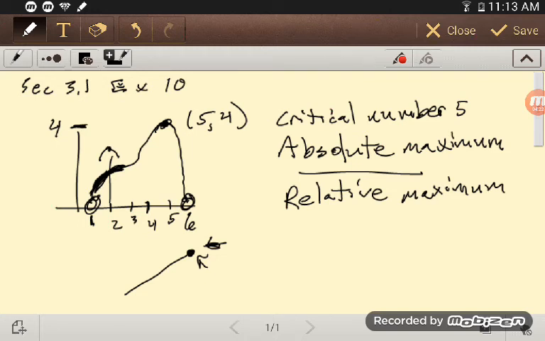Okay, so let's go ahead and mention both the absolute maximum and the relative maximum at the critical number 5, and the maximum value is 4. So the maximum is not 5, the critical number is 5, the maximum is 4. Just make sure you're clear on that. Okie doke, that is number 10.